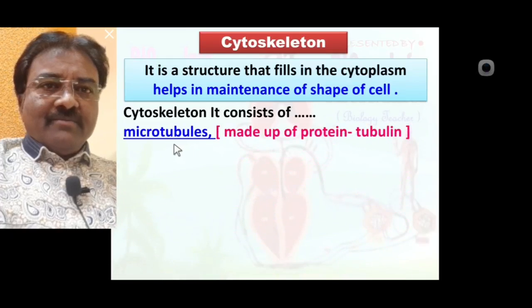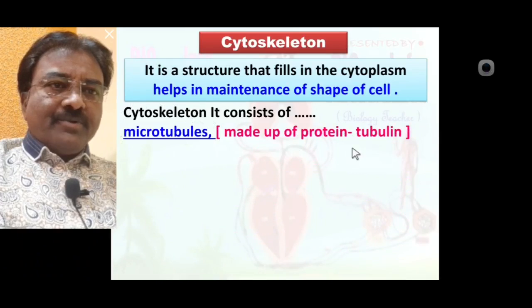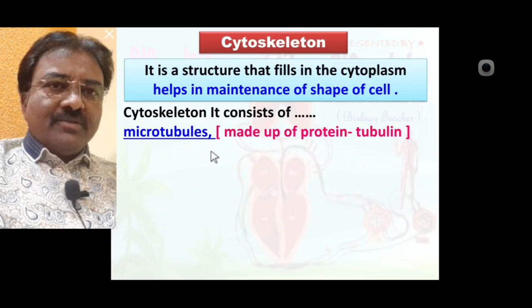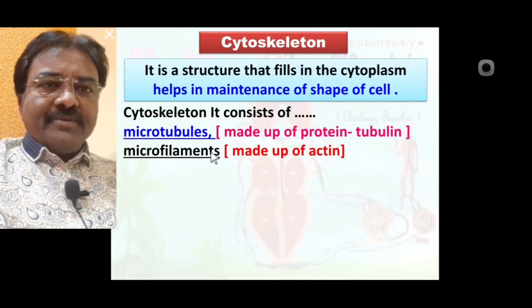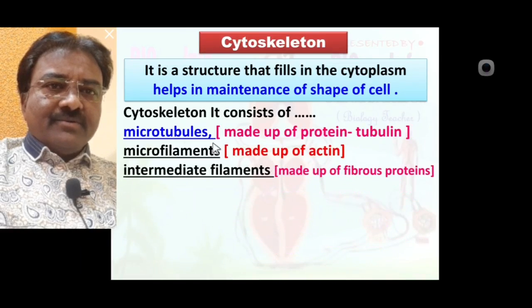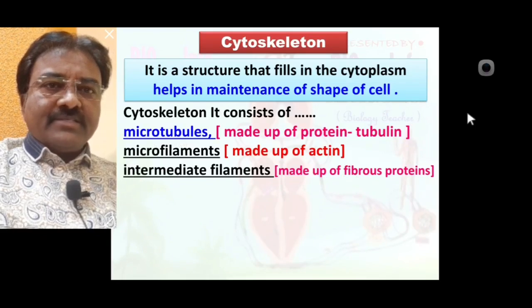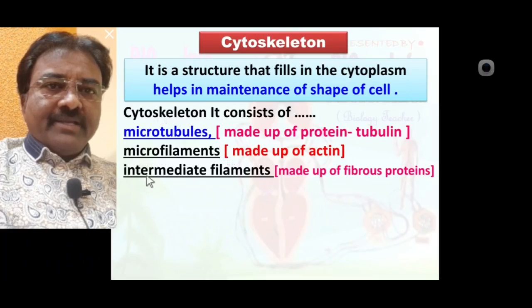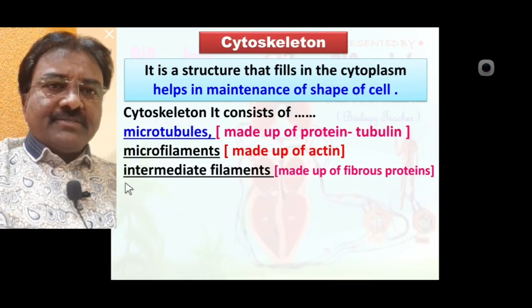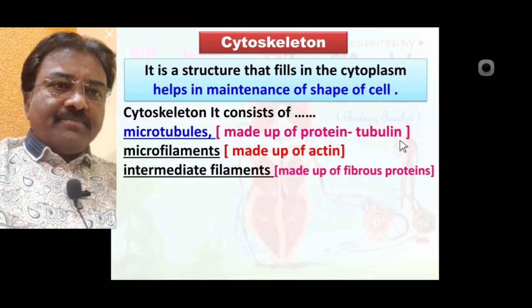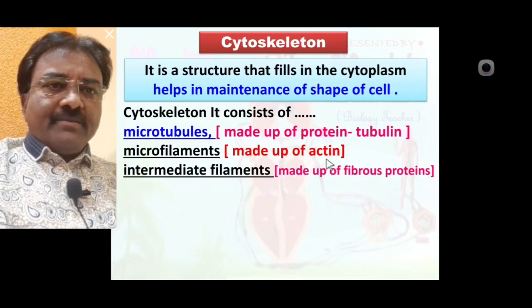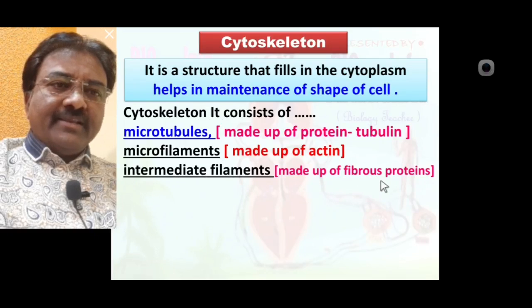Cytoskeleton consists of microtubules made up of the protein tubulin. Also microfilaments made up of actin, and also intermediate filaments made up of fibrous protein. Means cytoskeleton consists of microtubules, microfilaments and intermediate filaments. Each one is made up of different material, like microtubules made up of protein tubulin, microfilament made up of actin, which is also one of the proteins, and intermediate filament made up of fibrous protein.